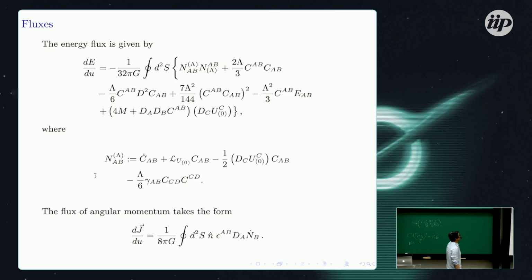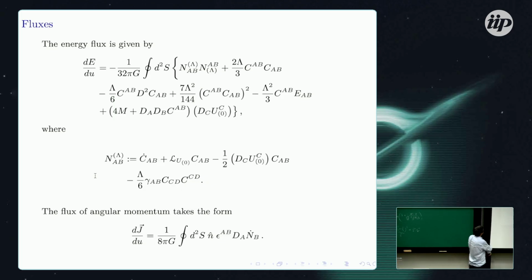So now we can compute the fluxes. So what's the energy flux? Just using Einstein's equation, one finds this expression. It clearly has many corrections coming from lambda and lambda squared, and also contains higher order terms, let's say quartic terms in the field, that contain information of non-linearities of the theory.